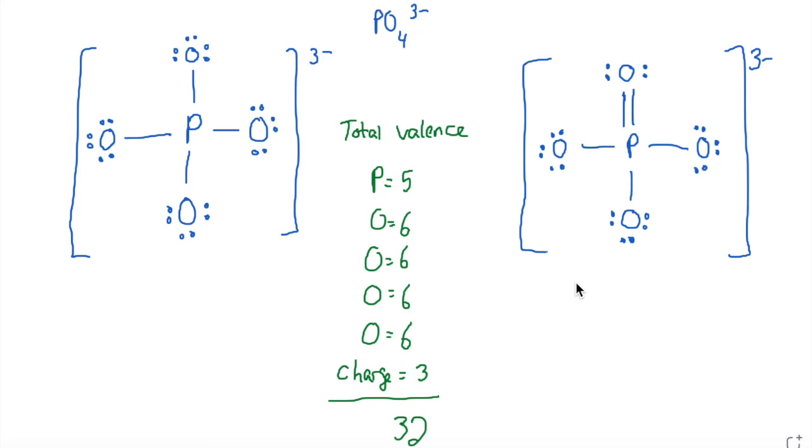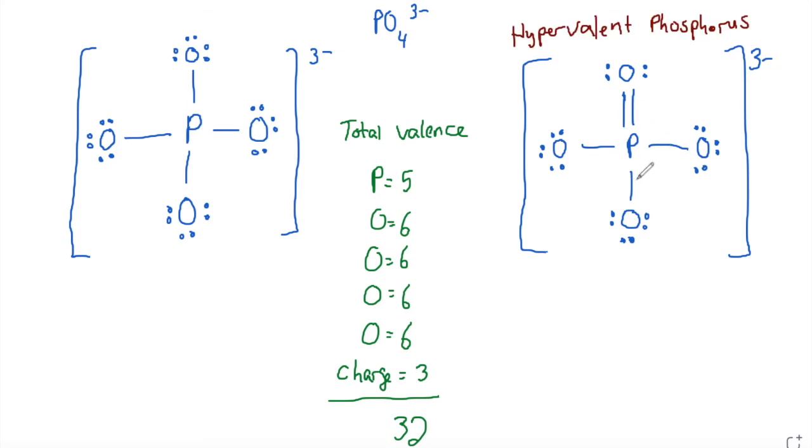Let's go ahead and use formal charges to figure out which structure would be better for the phosphate ion. So the phosphate ion, PO4 with a -3 charge, has a total of 32 valence electrons. So I have these two possible Lewis structures drawn. Both of them have 32 electrons showing. The difference is that this structure has octets around all of the atoms, whereas this one has a hypervalent phosphorus.